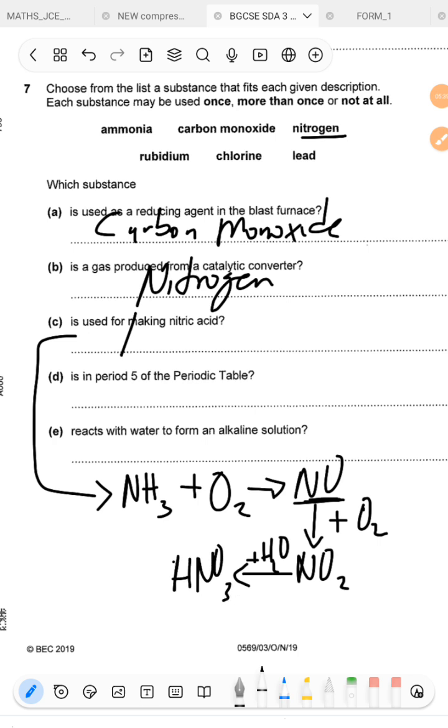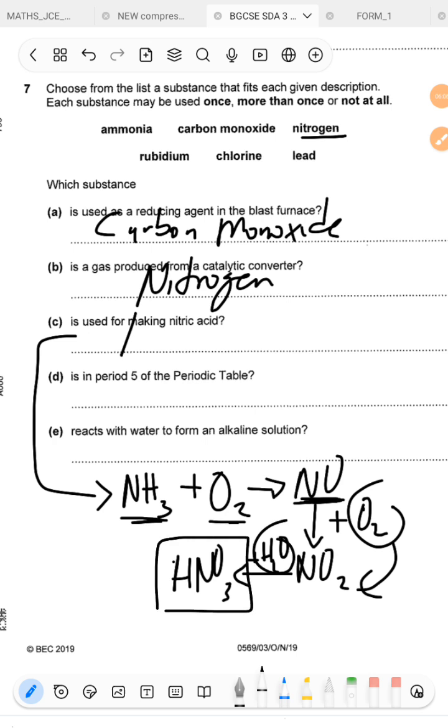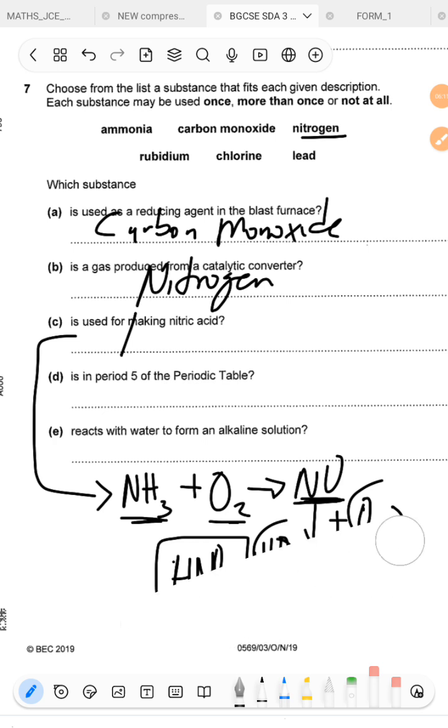Of course, these are the simplified steps of what is happening there, but just know that there is more behind the story of creating nitric acid. Essentially, you react your ammonia with oxygen to produce nitrogen monoxide, and then the nitrogen monoxide is further oxidized by reacting with more oxygen, and then you get nitrogen dioxide. And then this nitrogen dioxide is reacted with water, then you can get your nitric acid. So this is the simplified version of that process.